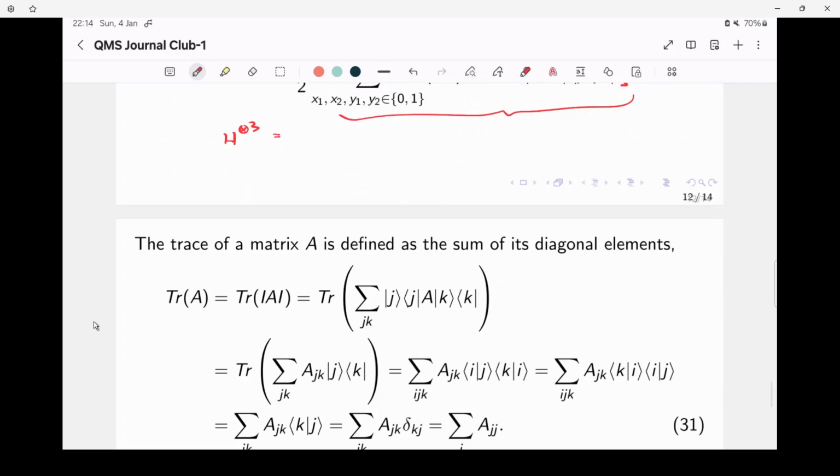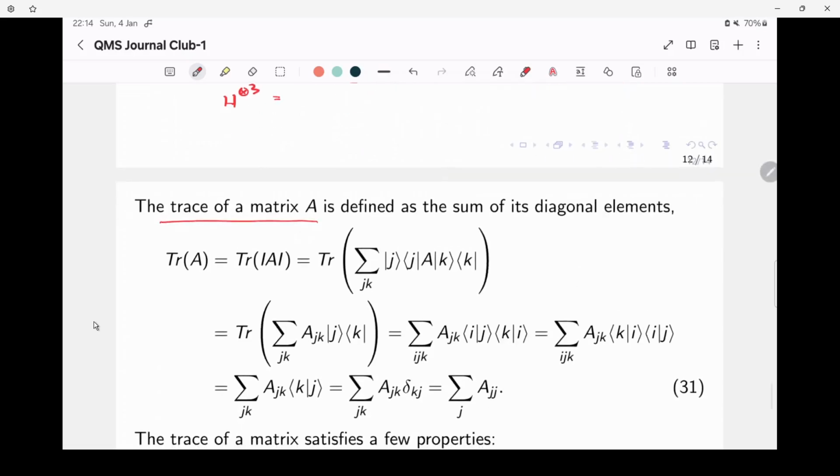Final thing is on trace. So what is the trace of a matrix? It is basically just the summation of your diagonal elements. Over here, there is one trick that I want to show. First of all, we need to know what a completeness relation is. It basically means that when you sum all the basis states in this outer product format, it gives you the identity.